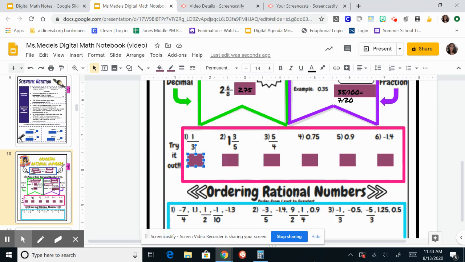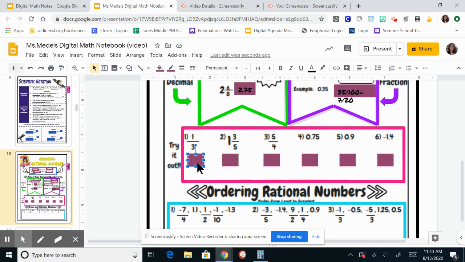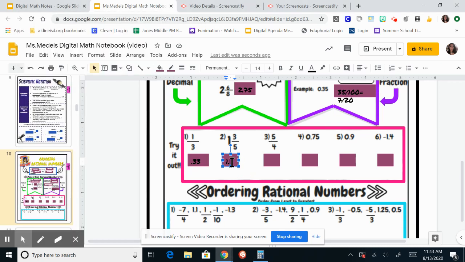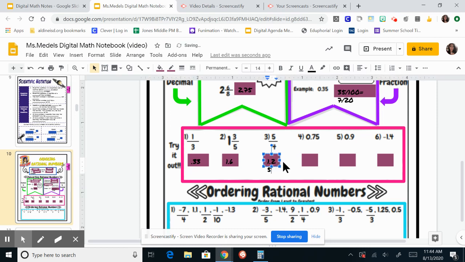So I have 1/3. If I don't remember how to change that, remember, the way I see it is the way I'm going to type it. 1 divided by 3 gives me 0.33333. I am just going to round to the nearest hundredths. So 0.33 is what I'm going to put here. I have 1 3/5. So I'm going to leave that 1, put my decimal, and then convert my 3/5. 3 divided by 5 is 0.6. I already have my decimal here, so all I need to do is put a 6. 5/4: 5 divided by 4 is 1.25.